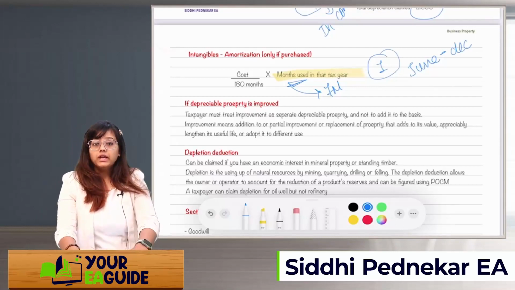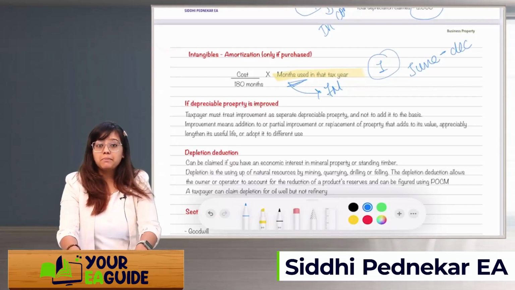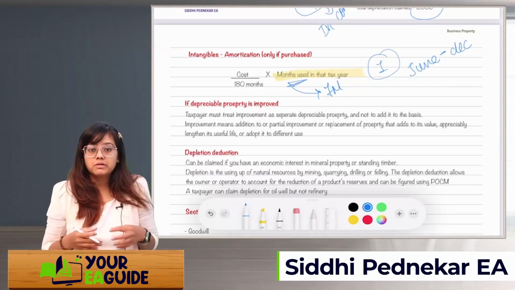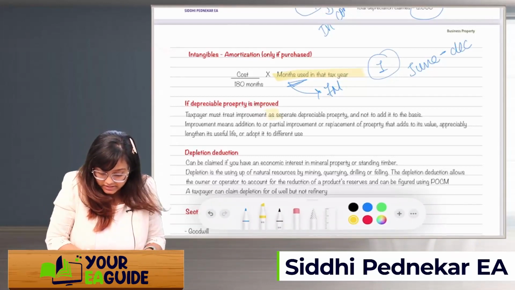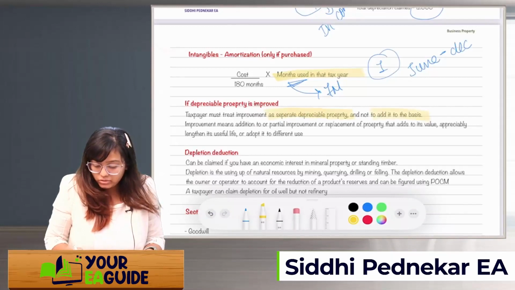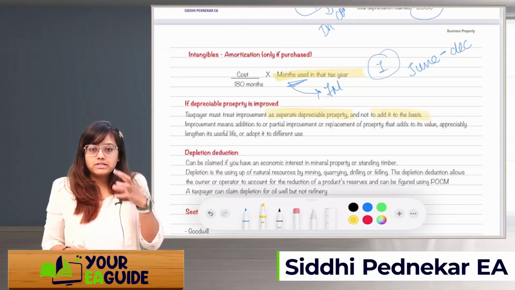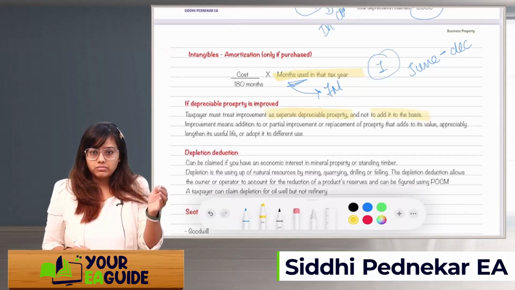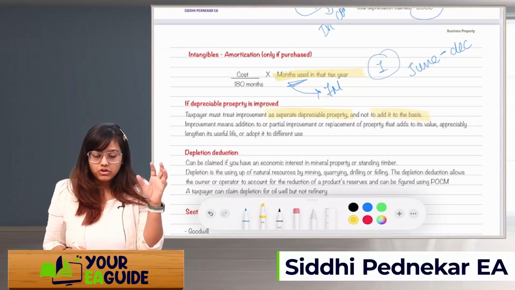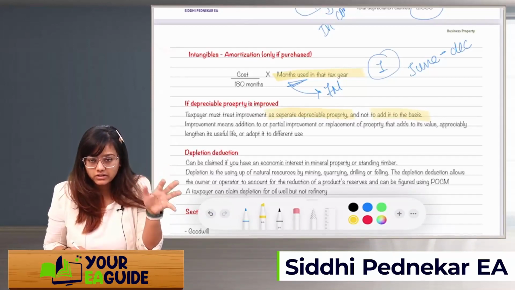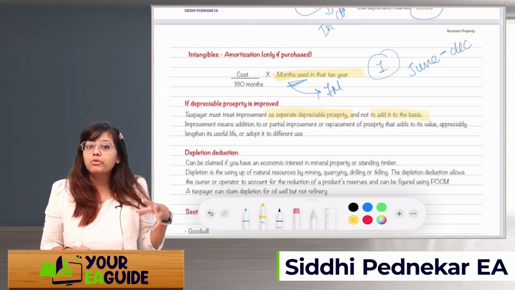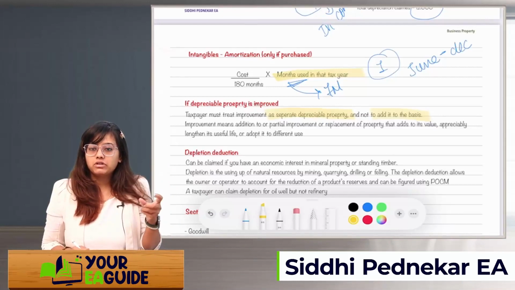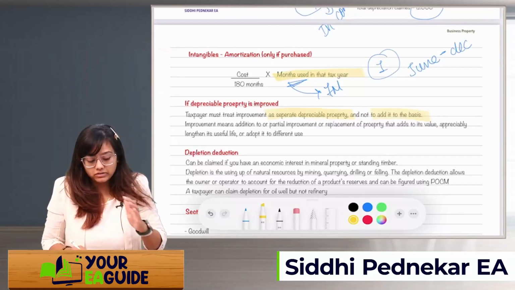Okay. If depreciable property is improved, the taxpayer must treat that improvement as a separate depreciable property and not add it to the basis. If there is an improvement, you will not add it to the asset value or the cost. Cost is whatever you have purchased. You're not going to change anything in that. But if there is an improvement, you will add it as a separate asset, and the depreciation will be provided separately on that improvement.